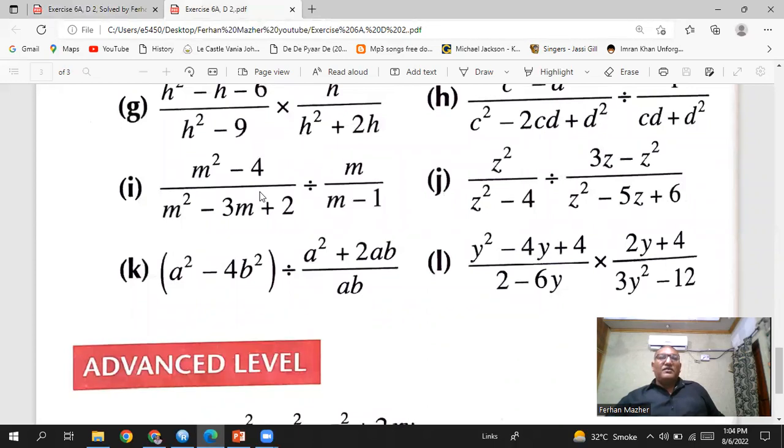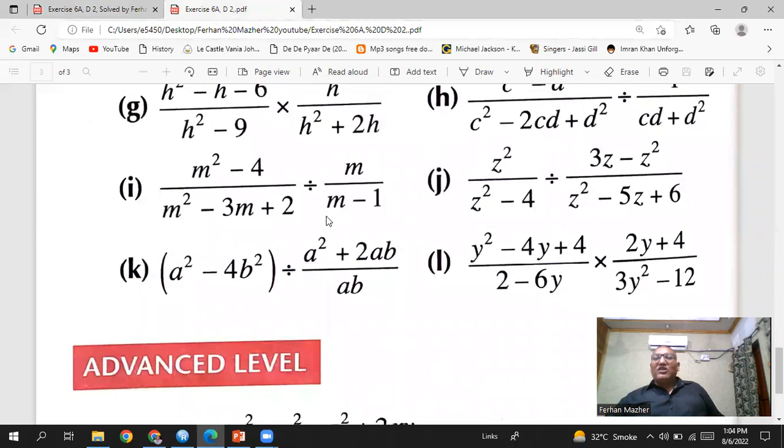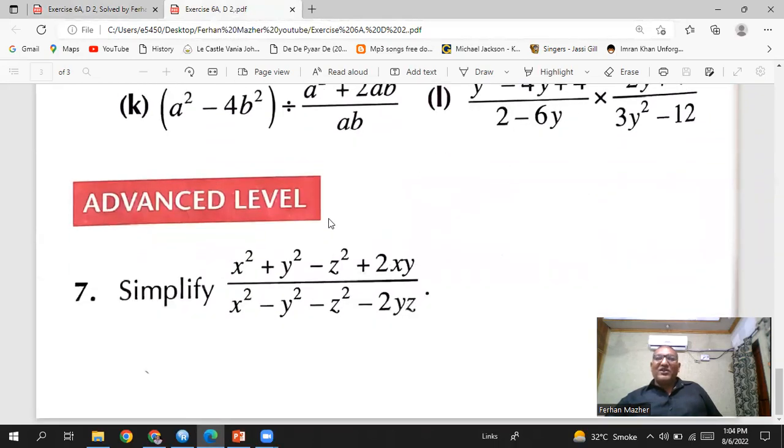Okay, so that was the L part. I said I part in the questions, I think. So that's the L part. So we are done with question number 6. Okay, so we are going to the last question of this exercise, and that question is question number 7. And then this exercise will be completed.